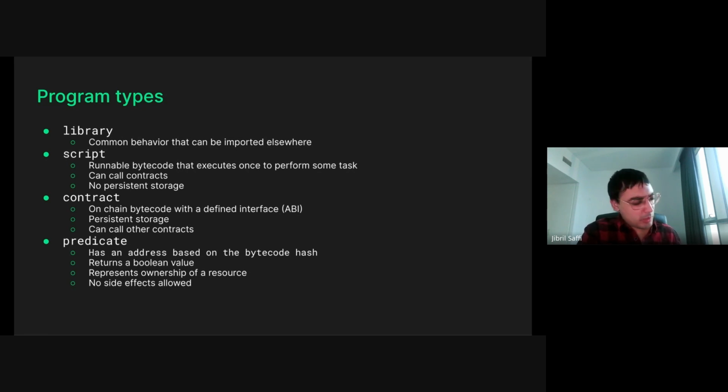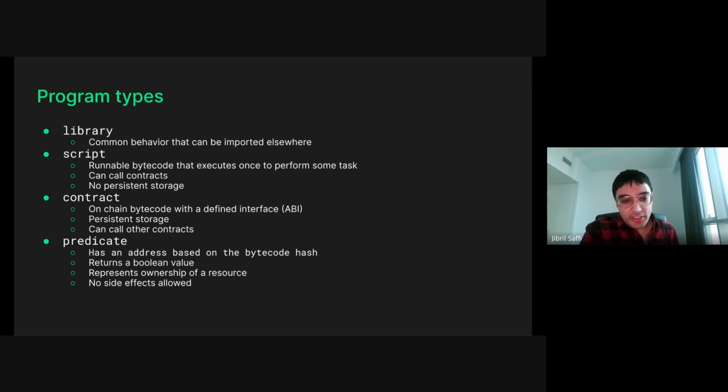Most Sway modules are actually libraries. A script is runnable bytecode. You run it to perform some task. It can call contracts, but itself is not deployed on the chain. And importantly, it has no persistent storage. So the contracts that it calls do have storage, but it doesn't. When you're calling a contract from the SDK, what's happening behind the scenes is essentially that we're setting up a script that calls with what it is that you want to call and running that script.